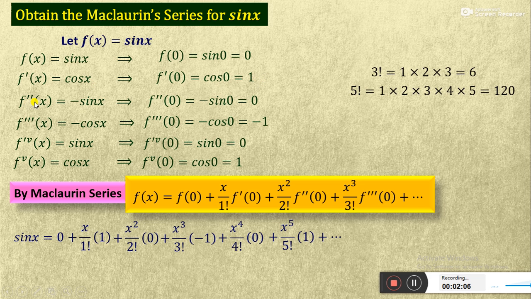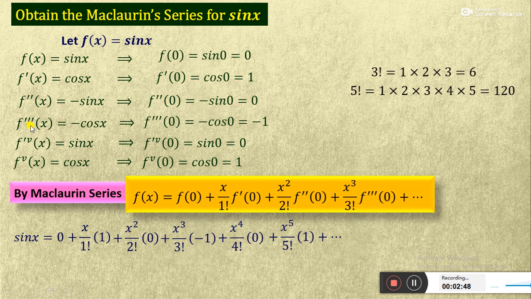Next I calculate f''(x). We differentiate the first derivative, cos x, to get the second derivative. Again, differentiating the second derivative gives the third derivative. The derivative of cos x is minus sin x, so f''(x) = -sin x. Substituting x = 0, f''(0) = -sin 0. Sin 0 is 0, so minus 0 is also 0.